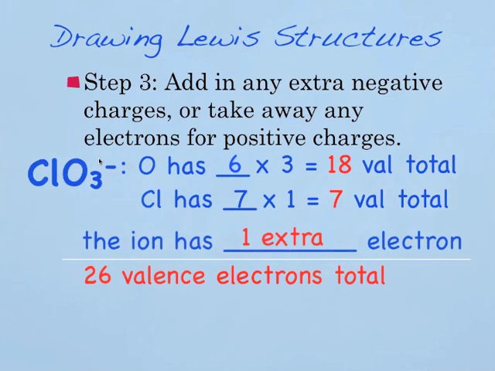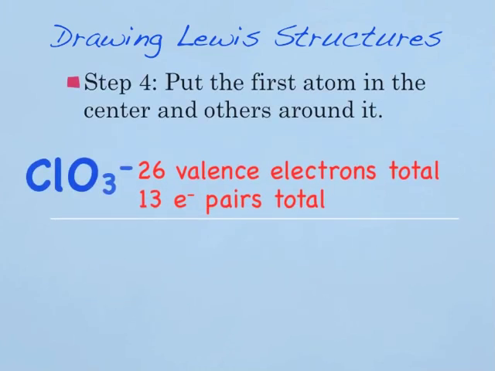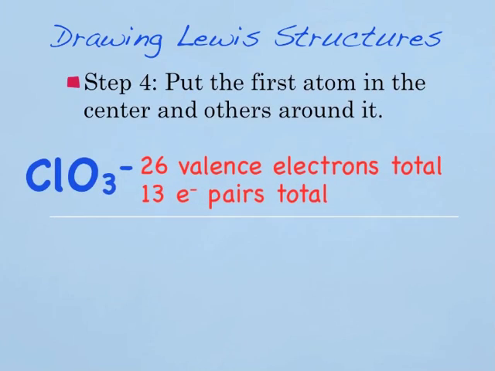To help us out with counting, instead of counting a bigger number like 26, if we divide by 2, we know how many pairs of electrons that we need. So we have 13 electron pairs total that we need to place. We're going to use this information with our original formula to figure out how the structure should be written.